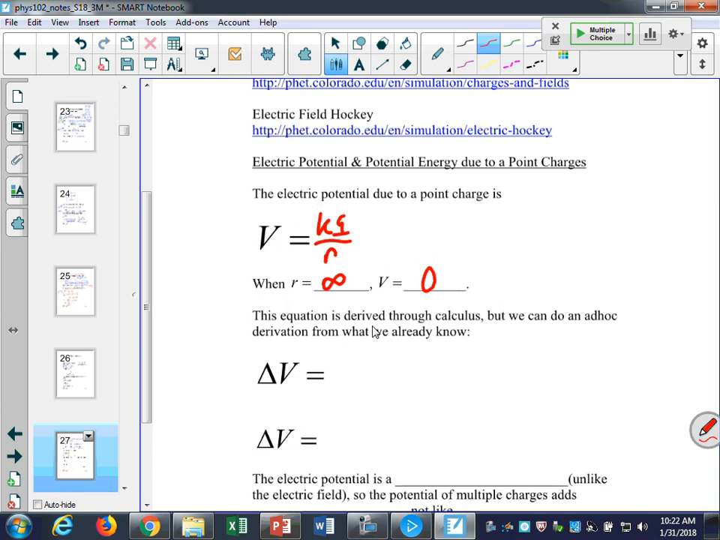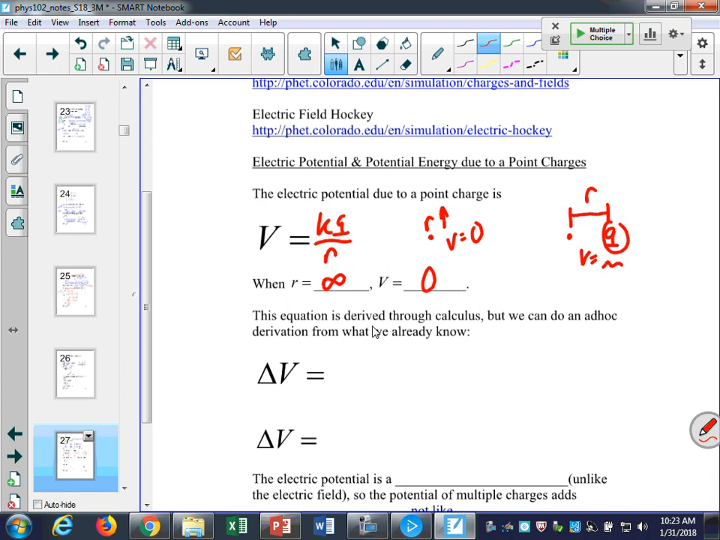So if I have a charge right here, at a distance R, the potential is whatever it is. But as I move really far away, if R is really, really big, then V approaches 0. It becomes 0. If you move far enough away from a charge, basically you just don't see it anymore. It doesn't affect you anymore.